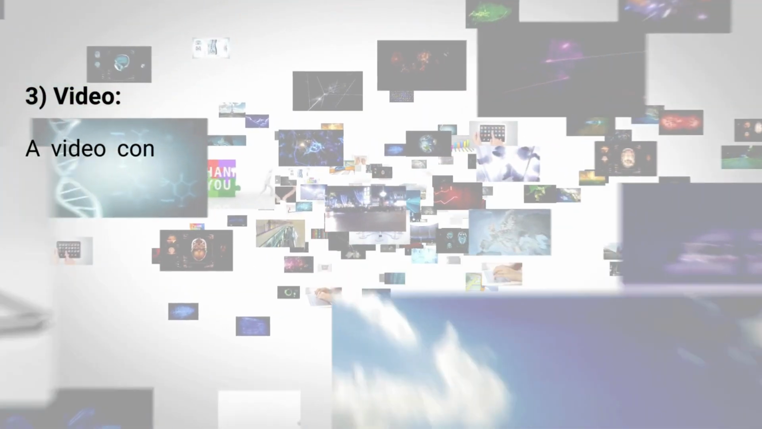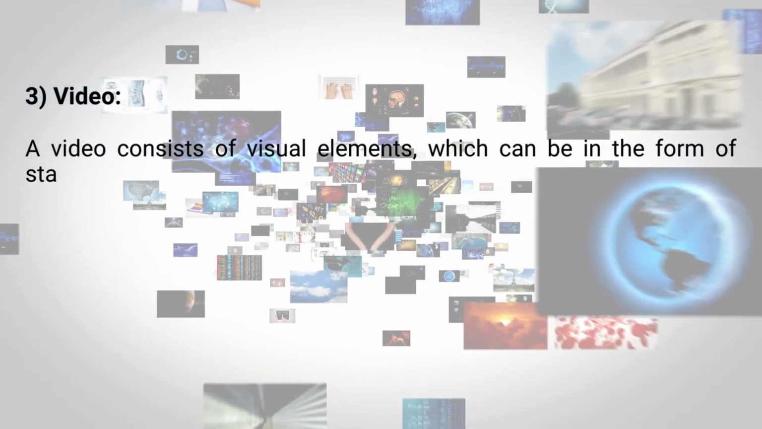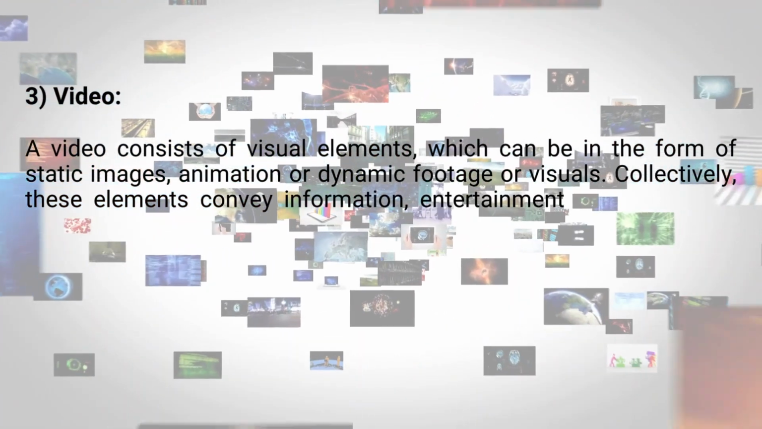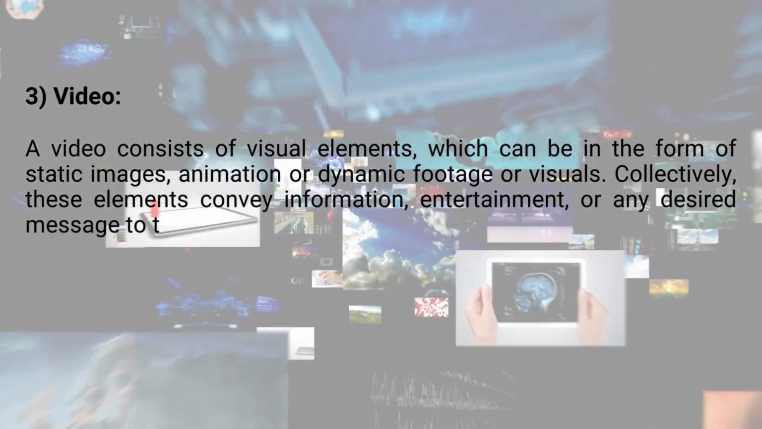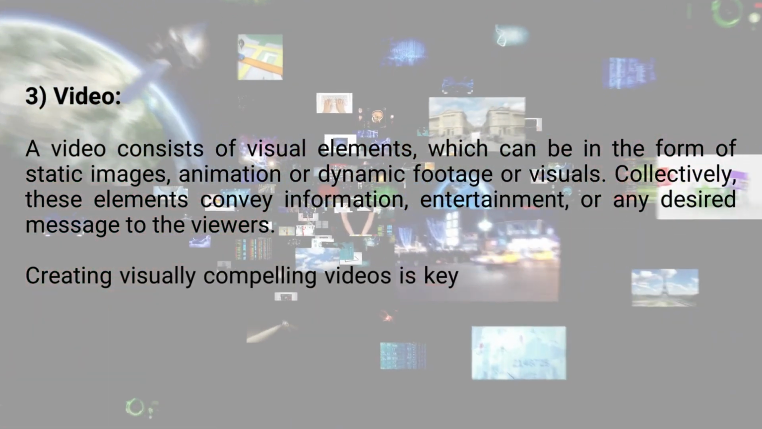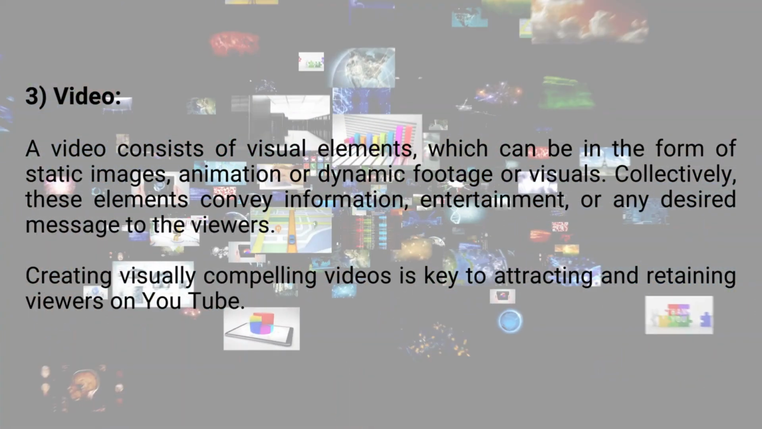Video. A video consists of visual elements, which can be in the form of static images, animation, or dynamic footage or visuals. Collectively, these elements convey information, entertainment, or any desired message to the viewers. Creating visually compelling videos is key to attracting and retaining viewers on YouTube.